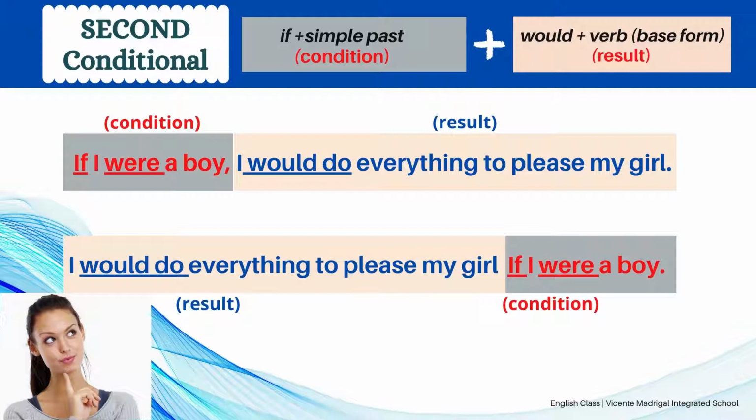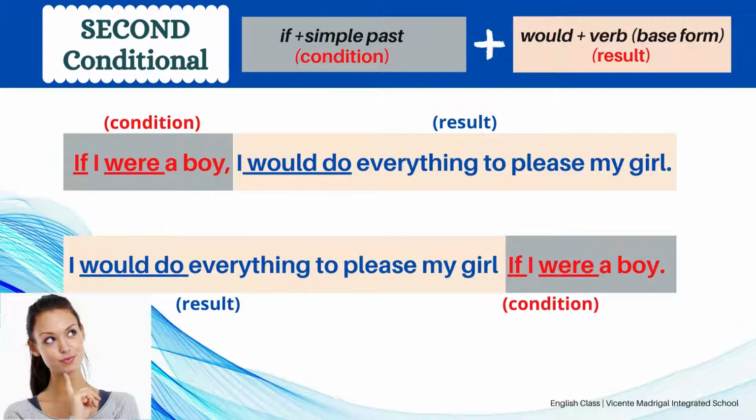which is the condition. It uses the signal word if in the clause and we use the simple past verb were. Second part is I would do everything to please my girl, which is the result. We used would plus the verb do, which is in the base form. This is a second conditional because it talks about a situation that is unlikely or impossible to happen in the present or even in the future. Let's say it's just an imaginary thought to be a boy if you are really a girl.